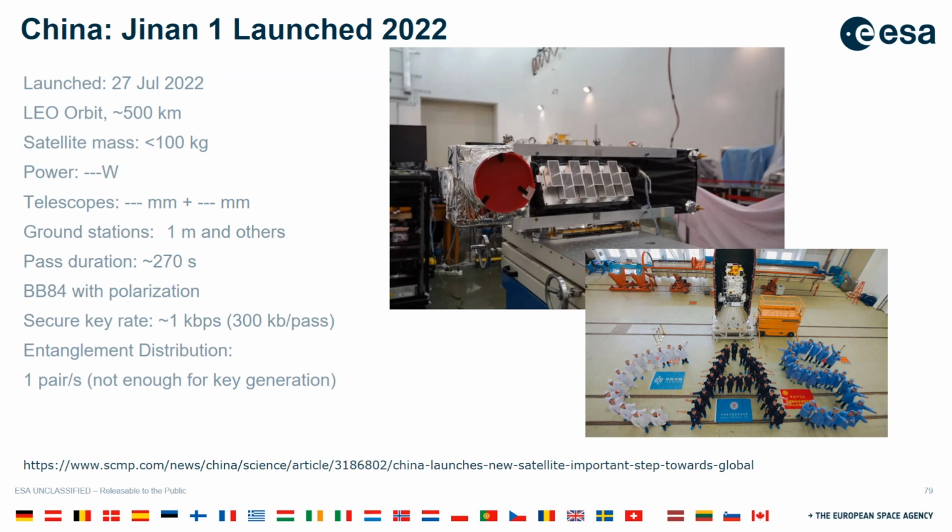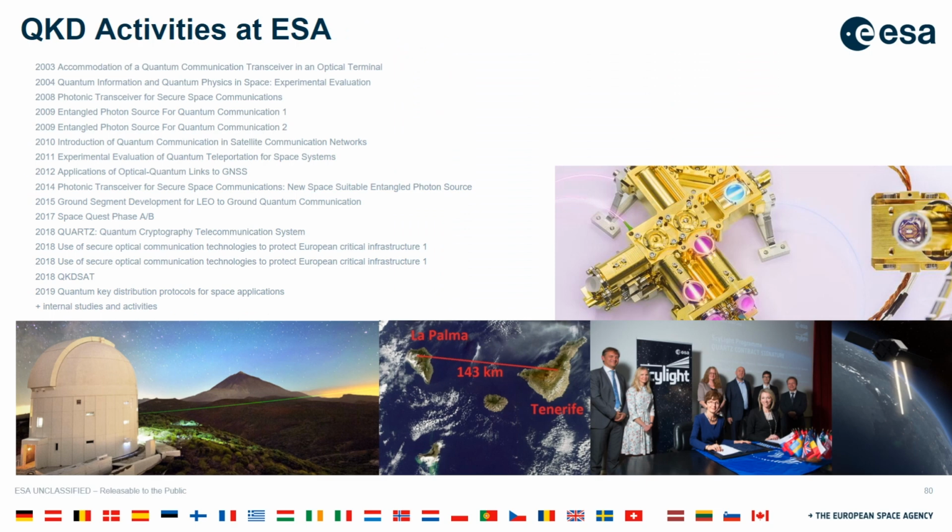And even within the last month or so, in July, China launched another satellite called, pardon my pronunciation, Yinyan 1, which is a 100 kilogram spacecraft in low Earth orbit to help them develop the procedures and methods needed for their QKD systems. And these are a list of the activities we've been doing since 2009 for the last few years within ESA.